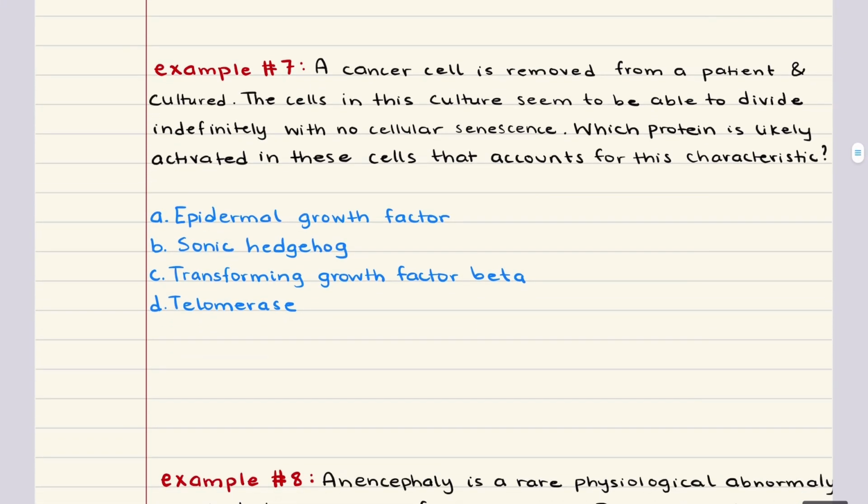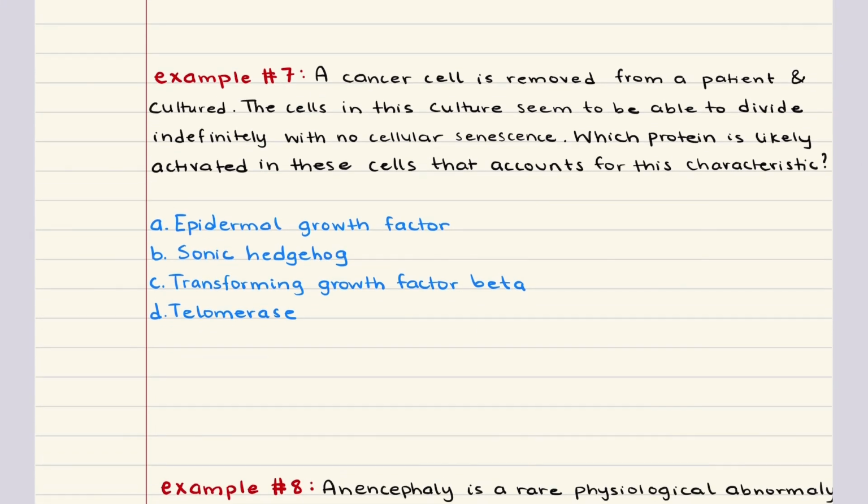Problem 7 says, a cancer cell is removed from a patient and cultured. The cells in this culture seem to be able to divide indefinitely with no cellular senescence. Which protein is likely activated in these cells that accounts for this characteristic? So to answer this question, we need to recognize what it means when cells are described as dividing indefinitely without undergoing senescence. In most normal somatic cells, there is a natural limit to how many times they can divide.